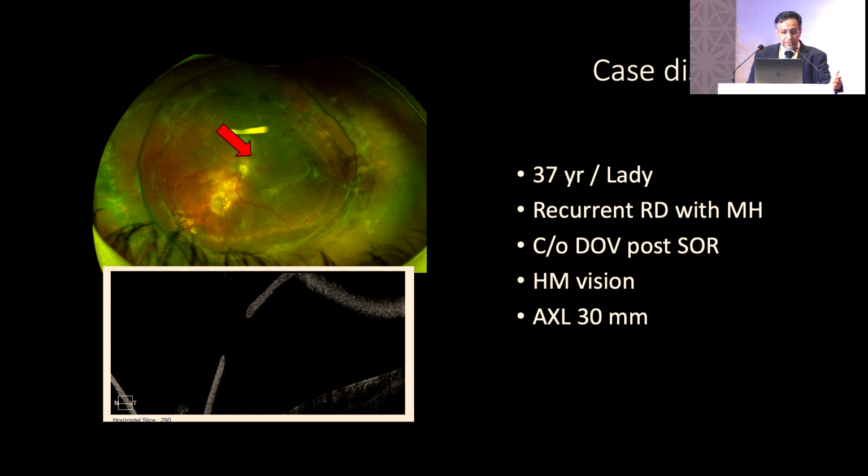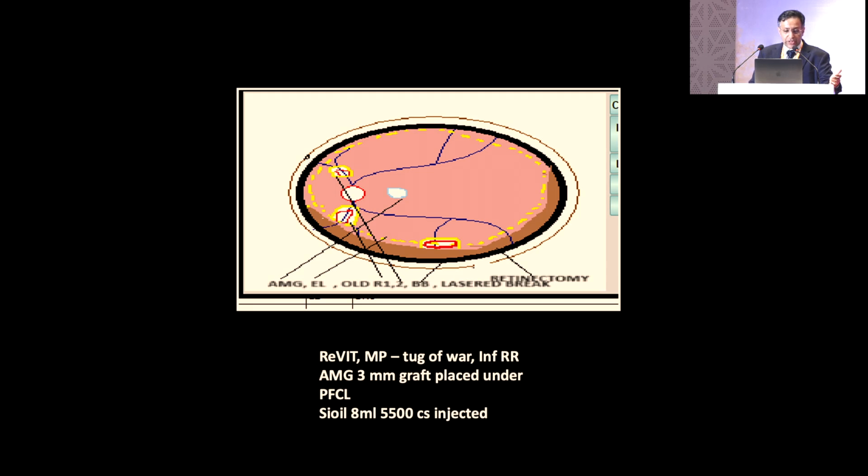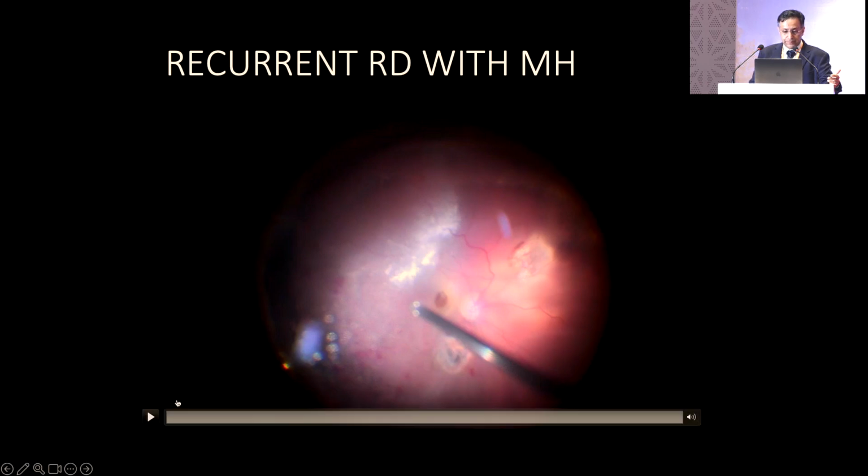So let's discuss a case. This is a very scary high myope of axial length 30 millimeters, who had a recurrent RD with a macular hole, and she lost vision post SOR. You can see this huge macular hole and a total detachment. So we did a revitrectomy with tug of war for the membranes, etc. Did a RR and placed a 3 millimeter graft. So I'll just show you the video.